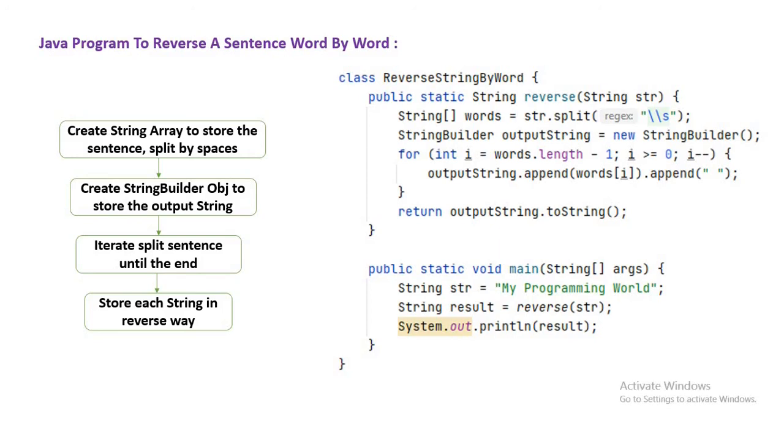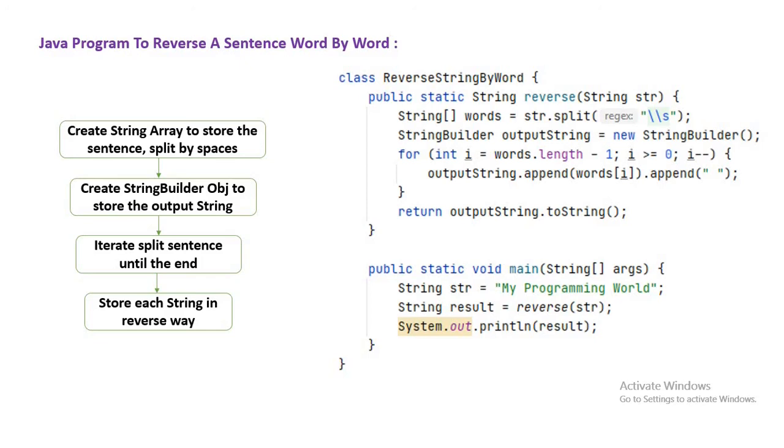The next step is we need to iterate over the words until it reaches its end. So in the for loop, let's say my string is "my programming world". So we have length 3, so my words length is 3. I'll take the length minus 1, so i value is 2, and we are checking i greater than or equal to 0. Definitely 2 is greater than or equal to 0, then we'll come to the body of the for loop. Here we are taking the second position of the words, and the second position holds world. So in the output string, first it will store world and append a space.